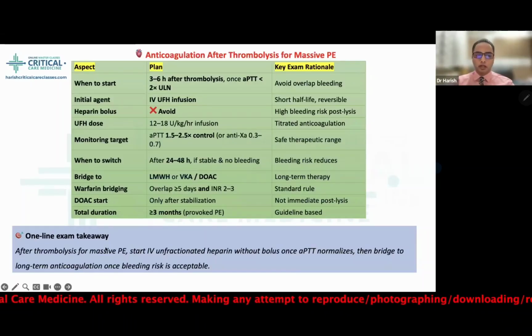Okay, so the take home: after thrombolysis for massive PE, start IV unfractionated heparin without any bolus once APTT is normalized. Then bridge to long-term anticoagulation once bleeding risk is acceptable.